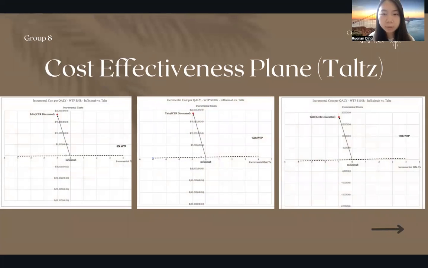So this is the cost-effectiveness plan for Taltz. In the graph, besides the value we calculated, we also have three willingness to pay thresholds, which is the maximum the payers are willing to pay. From left to right is 50K, 100K, and 150K. As the willingness to pay goes up, the line gets steeper. Based on the final calculation, our cost per QALY for Taltz is about negative 18 million. Compared with standard of care, Taltz costs more and has negative QALYs. So our value falls in the second quadrant and to the left of the three willingness to pay thresholds. Next slide, please.